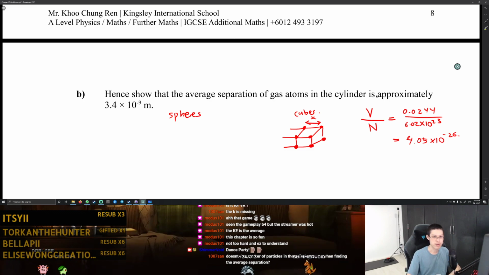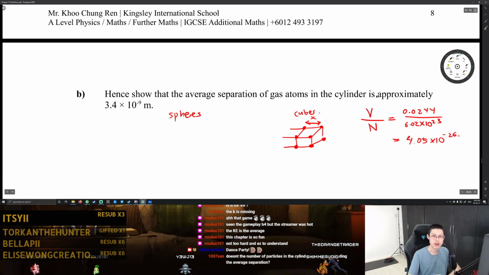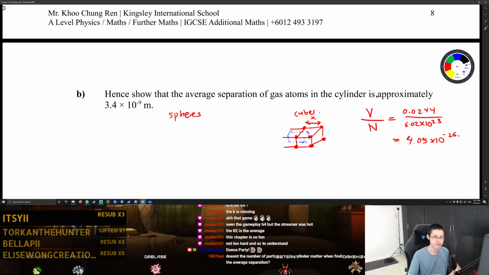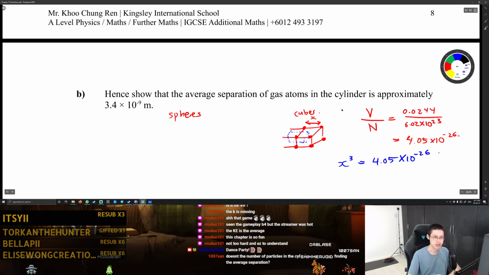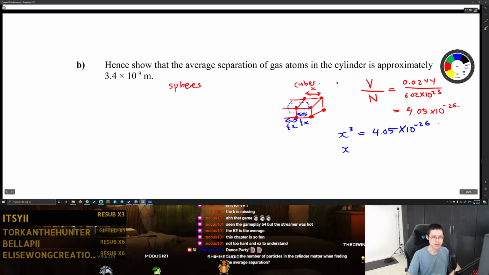So if you model it as a cube, it kind of looks like this. It is the volume occupied by this guy right here. So you can still use the fact that x cubed equals 4.05 times 10 to the power minus 26, because this part is going to be half x, and that part is half x as well. So they would add up to give you x, which happens to be the separation between two particles. So doing that, we get the cube root of that, which is 3.44 times 10 to the power negative 9. And there you go, done.